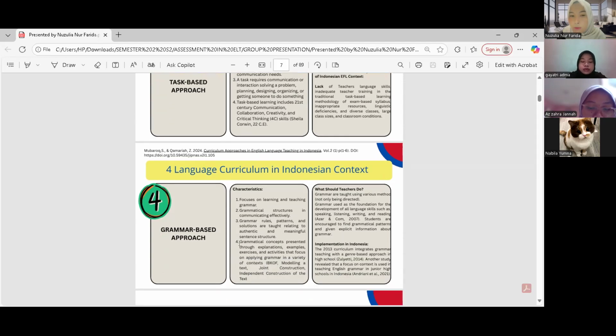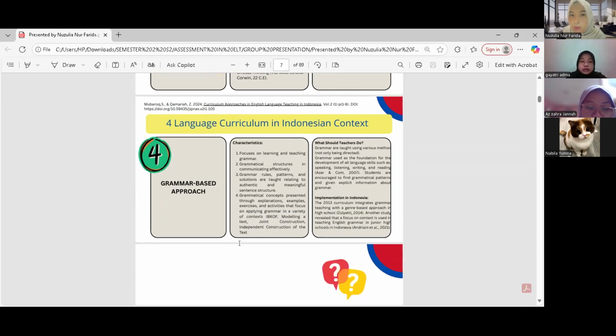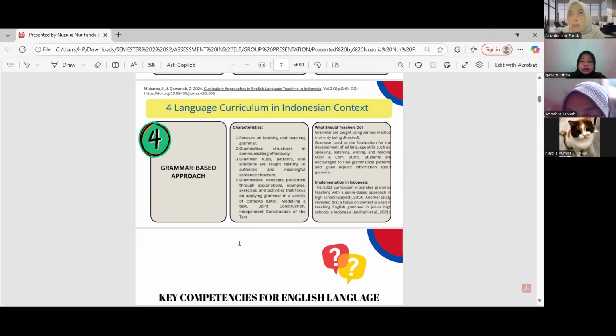And then the fourth is grammar-based approach. So grammar-based approach focuses on learning and teaching grammar. It teaches the students grammar rules, patterns, and solutions relating to authentic and meaningful sentence structures.